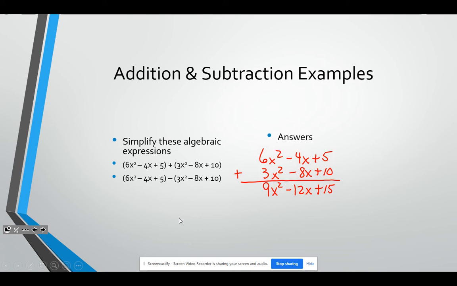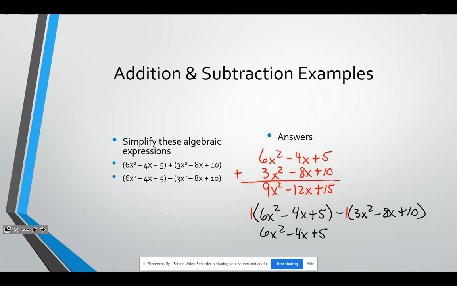I'll be honest with you, that is not my favorite way of doing that. I'm not a big fan of the vertical method. I prefer the horizontal method, which is what I'll do with the subtraction. So we have 6x squared minus 4x plus 5 minus 3x squared minus 8x plus 10. I first put ones in front and distribute what I need to distribute. It's a positive 1 in the front and negative 1 in the back. So we have 6x squared minus 4x plus 5 minus 3x squared plus 8x minus 10.